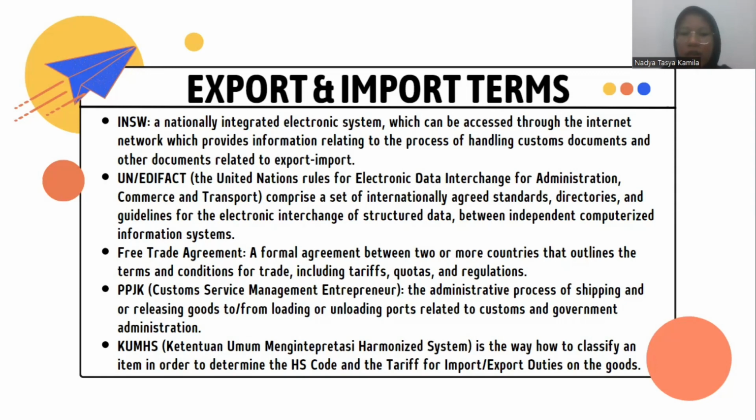KUMHS, Ketentuan Umum Menginterpretasi Harmonic System. It is the way to classify an item in order to determine the highest code and the tariff for import or export duties of the goods.